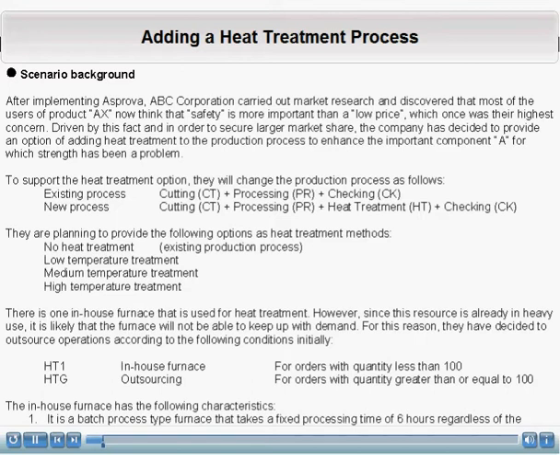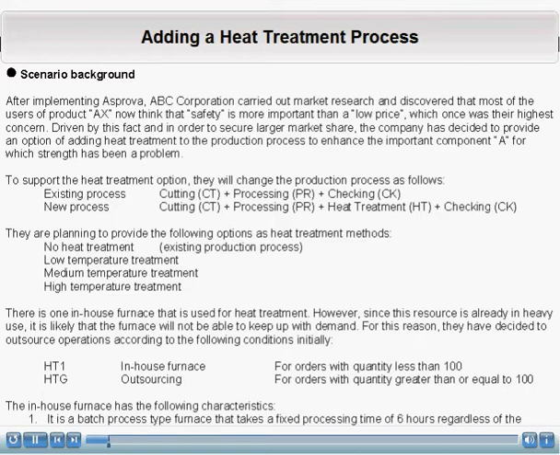The existing process is cutting, processing, checking, but the new process will become cutting, processing, heat treatment, checking. They are planning to provide the following options as heat treatment methods: no heat treatment, which is the existing production process, low temperature treatment, medium temperature treatment, and high temperature treatment.